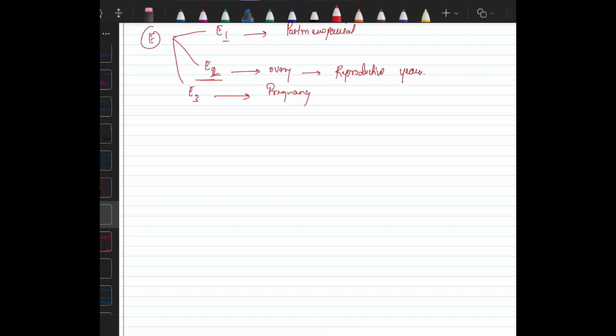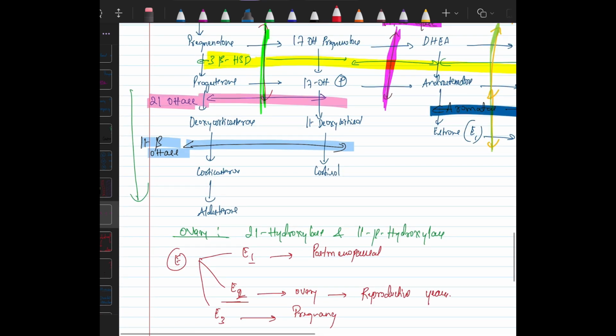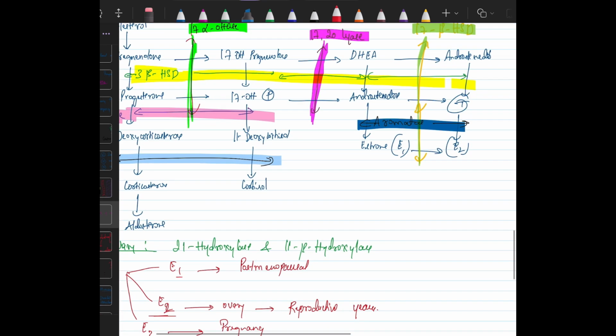So now this is about estrogen. Now androgen. Androgen, I've told you how it is produced. This 17 hydroxypregnenolone gets converted to DHEA. This dehydroepiandrosterone gets converted to androstenedione, and that forms your testosterone.